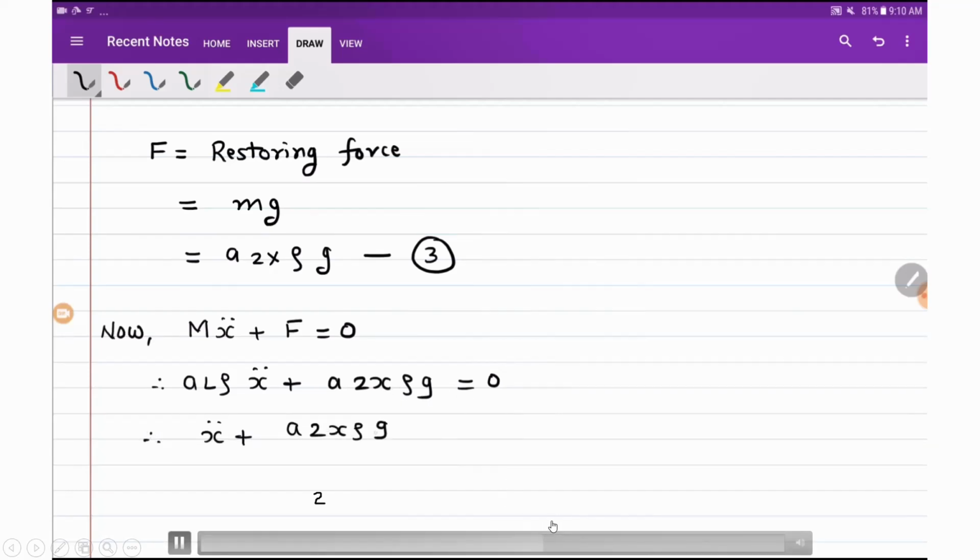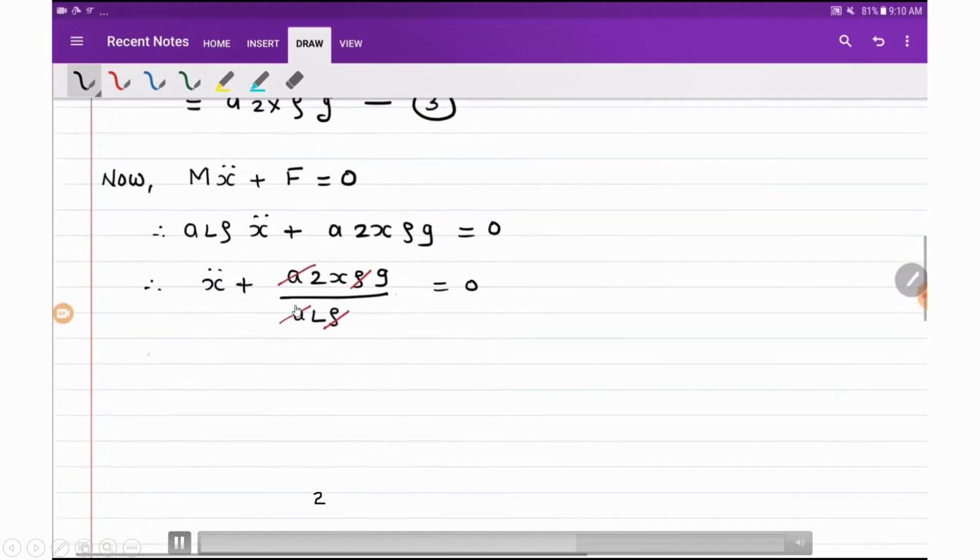Now we divide throughout by AL rho, so that we'll have only X double dot on this side. So this is X double dot plus A 2x rho g divided by AL rho. Now cancel out this A and rho from the numerator. So it is X double dot plus 2g upon L multiplied by X is equal to 0. We have just rearranged the terms. So this is our equation of motion.